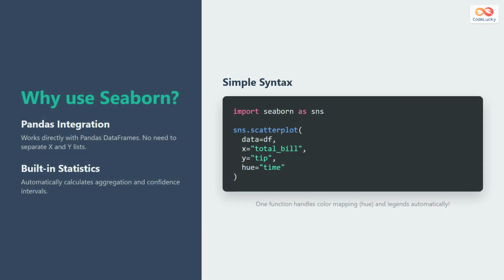The biggest advantage of Seaborn is its integration with Pandas data frames. You can pass your data directly and map columns to visual elements like color and size with a single line of code. It handles the complex statistical calculations for you automatically.